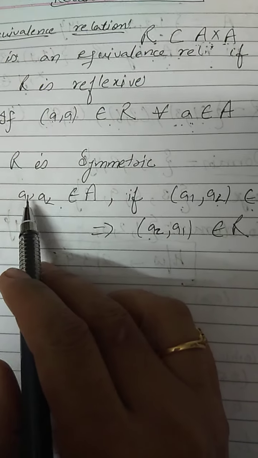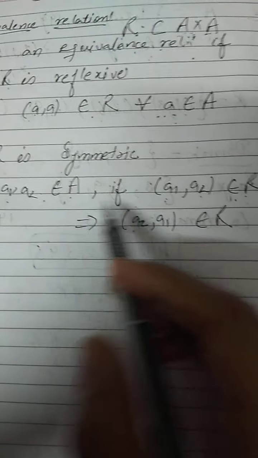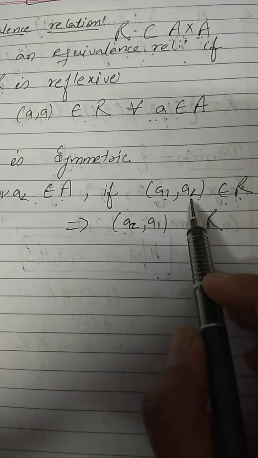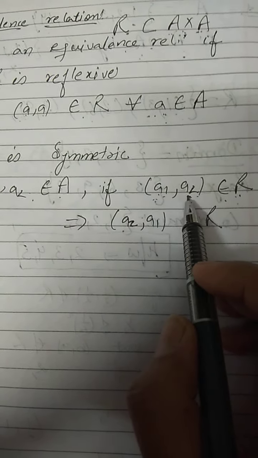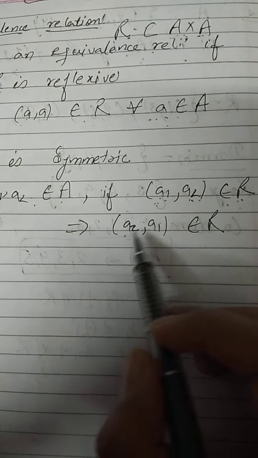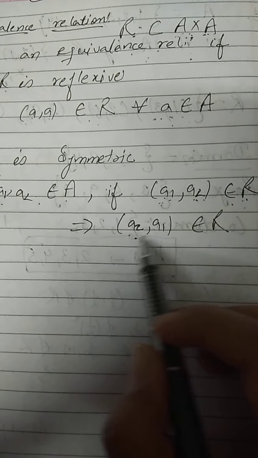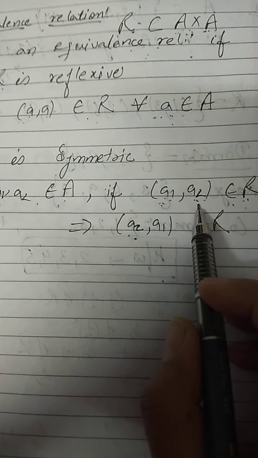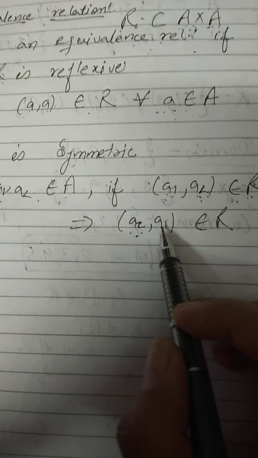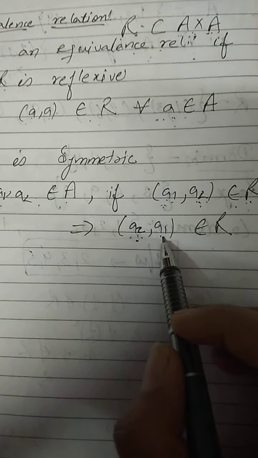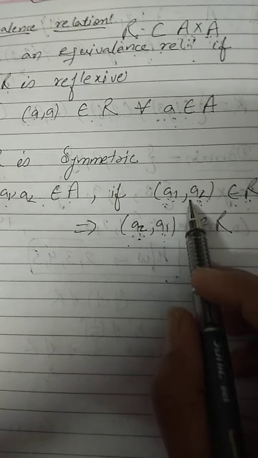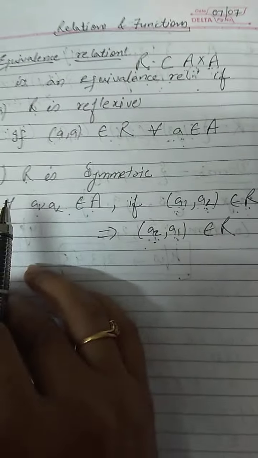So when I am taking these two elements from the set A and I take the ordered pair (A1, A2) from the relation, that means the image of A1 is A2. If there exists another ordered pair where the image of A2 is A1, that means we are just changing the place of the image and the first element. If these two ordered pairs are present, then the relation will be called a symmetric relation.